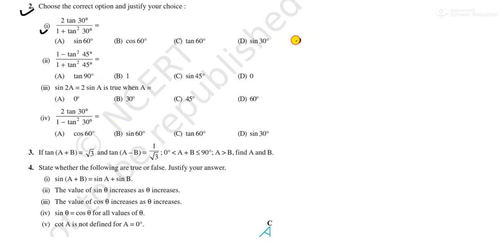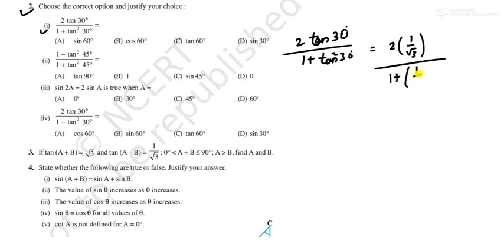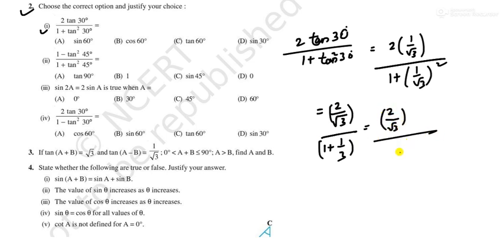First is 2 tan 30 degree divided by 1 plus tan square 30 degree. So 2 into what is tan 30? Yes, it is 1 by root 3 divided by 1 plus 1 by root 3 square. So on solving, in the numerator you will get 2 by root 3 and in the denominator you will get 1 plus 1 by 3. Okay, now take the LCM. This remains same and here LCM is 3, so this becomes 3 plus 1, you will get 2 by root 3.